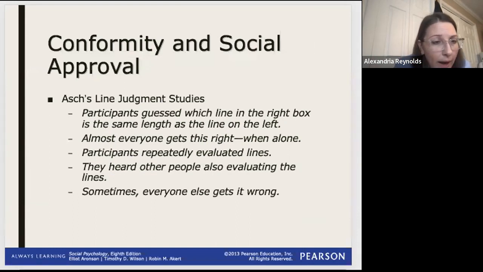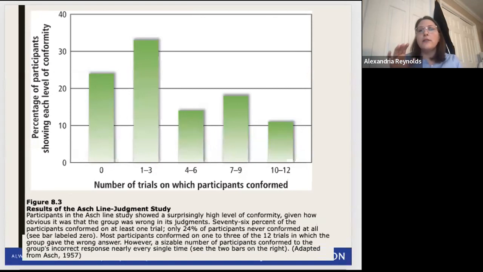Okay, and what happens is that I think it's like 76% of the time, on at least one trial, these groups of people were saying the wrong answer, knowing that it was the wrong answer. Okay, so here, this is an unambiguous study. It's very clearly the wrong answer.